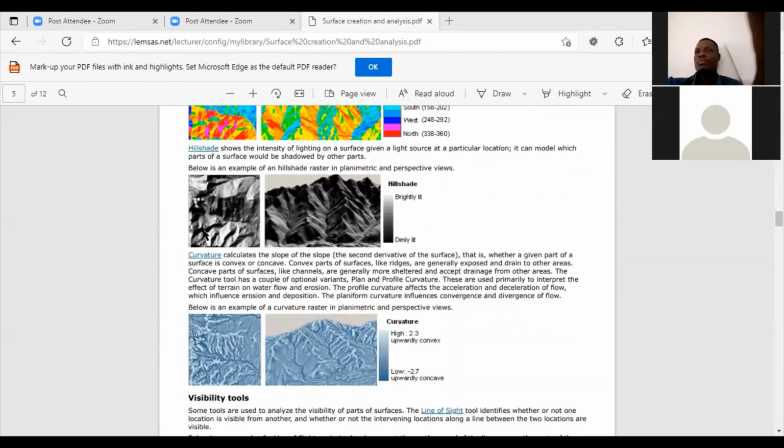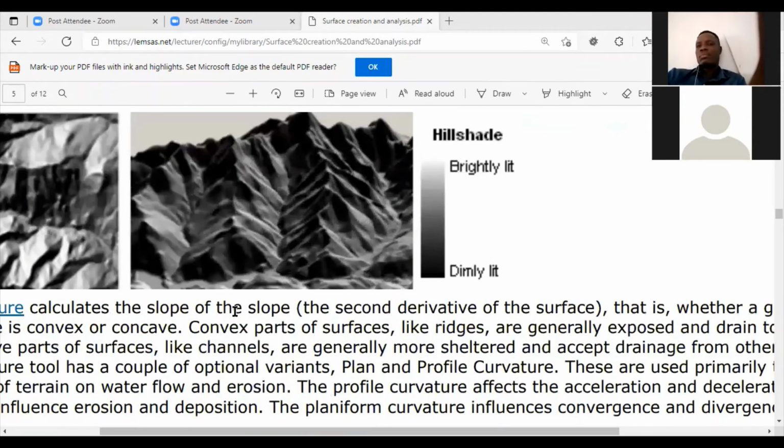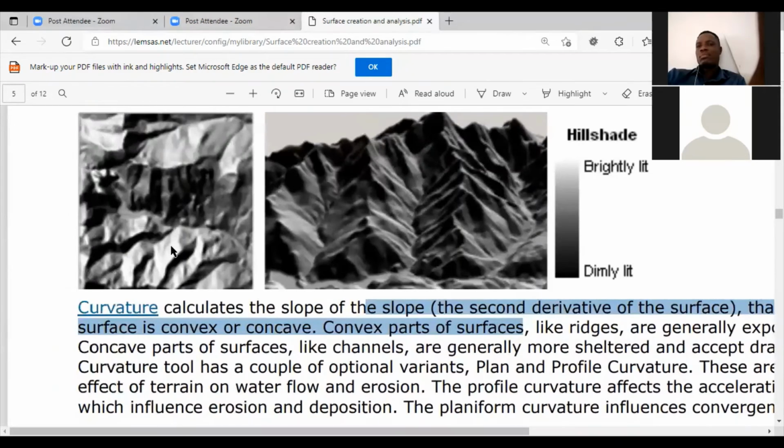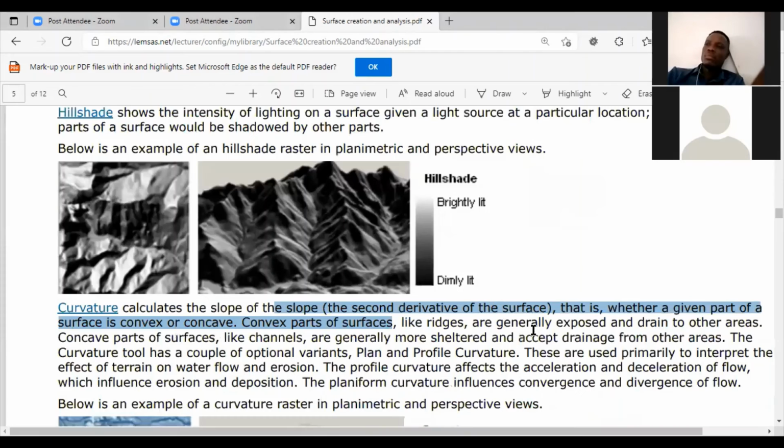So here, this is the hill shade. Hill shade shows the intensity of lighting on the surface. Given a light source at a particular location, it can model which parts of the surface will be shadowed. At the end of the day, it looks like a solid, as if it's a mountain, a hilly district, like you can actually move on top of it. If you've been watching cartoons, that's how they look. So take note of that.